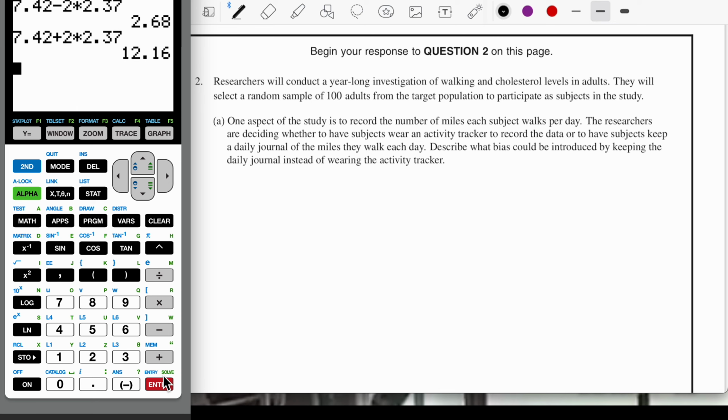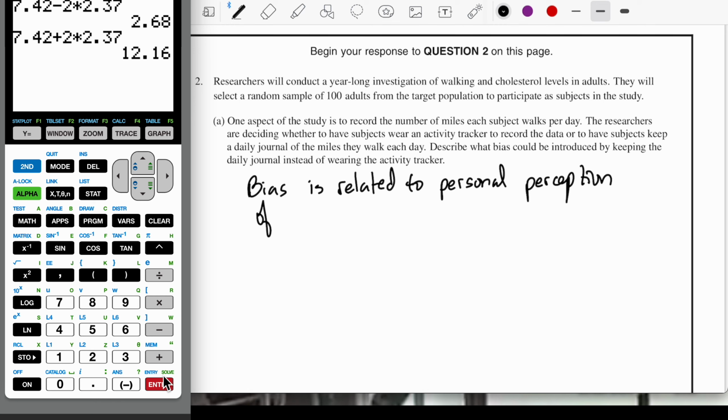If you think about it, the activity tracker is going to be more likely to produce accurate results. The bias is related to personal perception of the amount of walking completed.